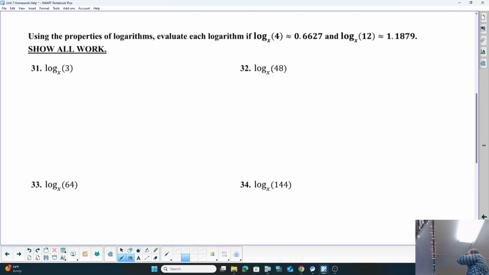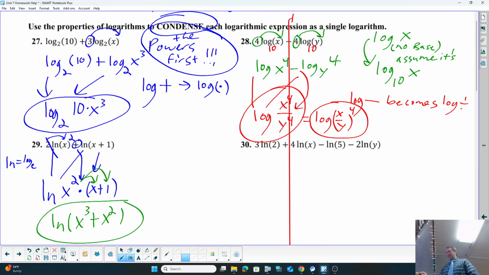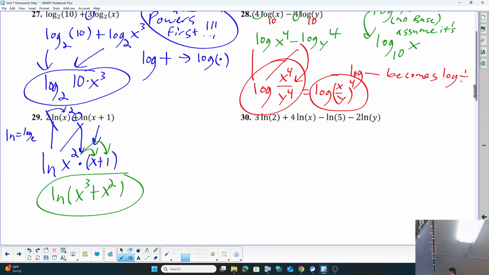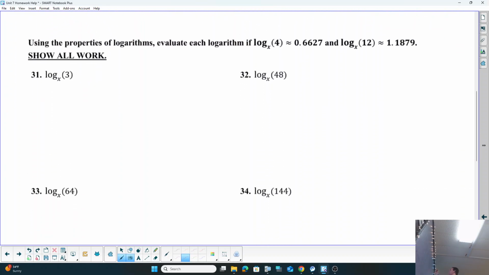Okay, let's see. So for example, we have log base x of 3. And so I'm thinking, how do you get 3? Maybe like 4? What do you think? Maybe 4 divided by 12? I don't know. I'm trying to think. Or 12 divided by 4, I'm thinking. Yeah, 12 divided by 4 is 3. And all they give us is a 12 and a 4. So 12 divided by 4 is 3. That could help us.